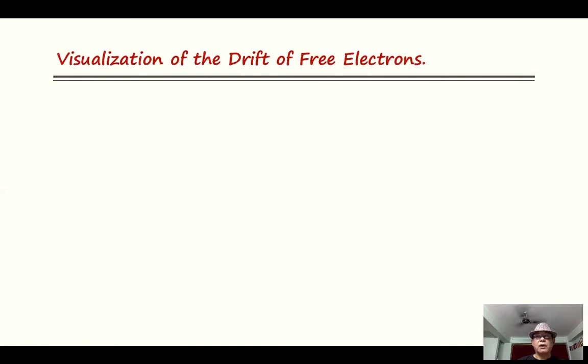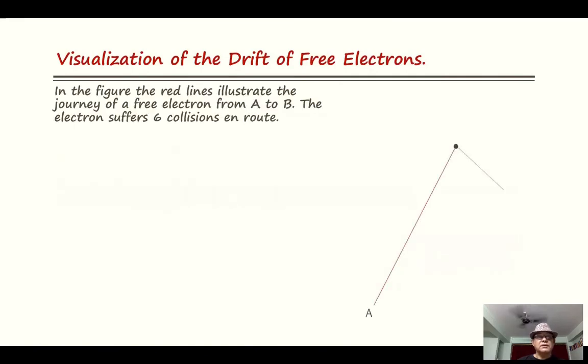Visualization of the drift of free electrons. In the figure, the red lines illustrate the journey of a free electron from A to B. The electron suffers 6 collisions en route.